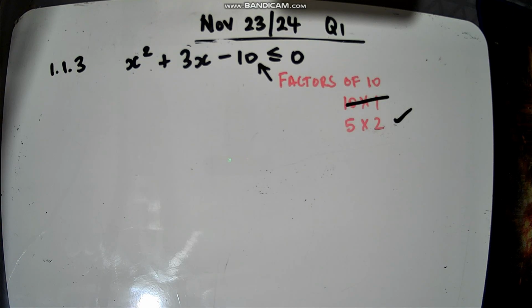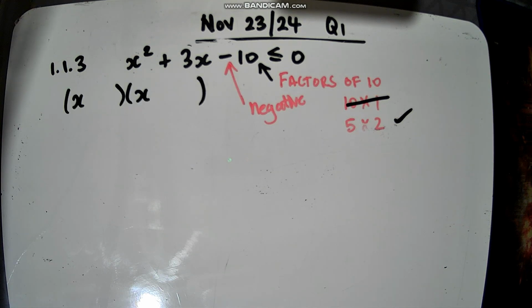5 and a 2 looks more promising. Notice it will be opposite signs. Why? The negative there means opposite signs. So open two brackets, x and x. And next step is to place your 5 and your 2.